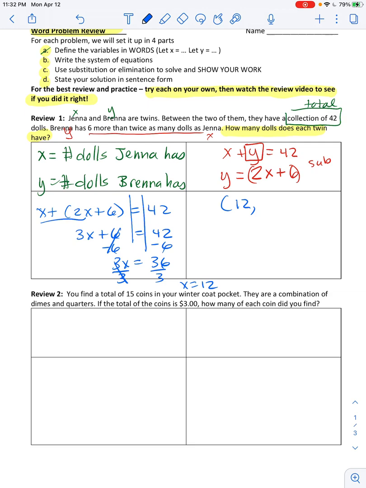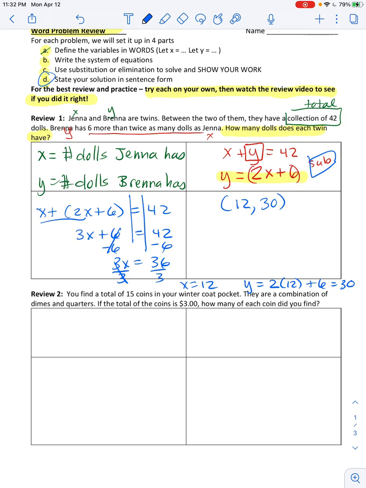The fastest way for me to find Y is to look back here and say, okay, according to that equation, Y will equal 2 times what I got for X plus 6, which will come out to be 30. So that's my solution to this system using substitution, but I have to write it as a sentence.